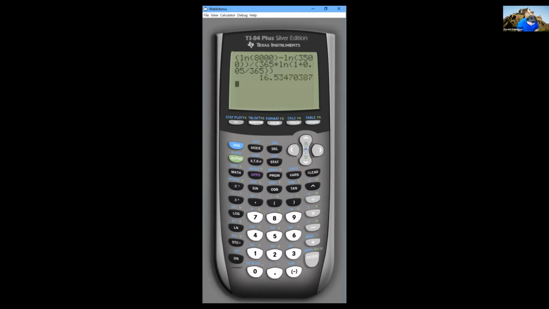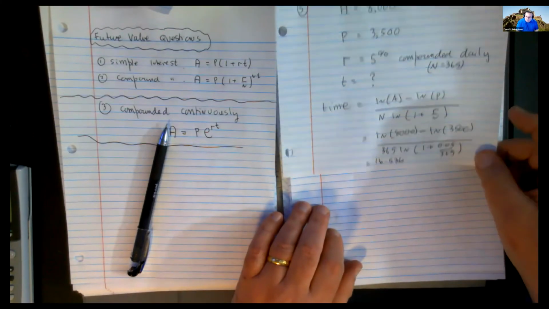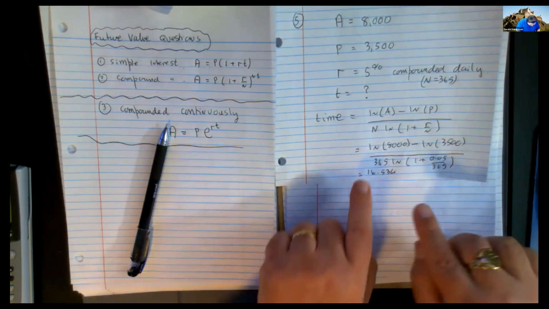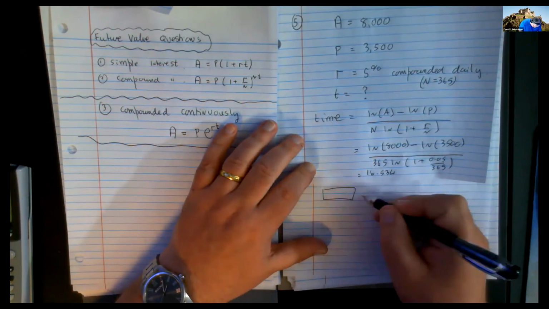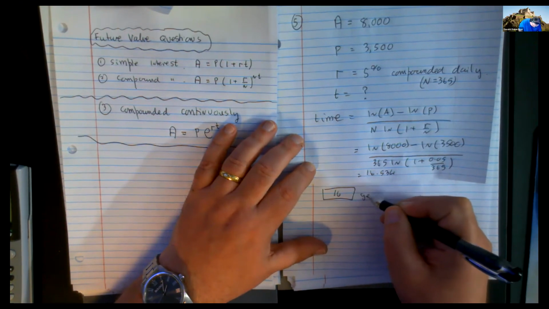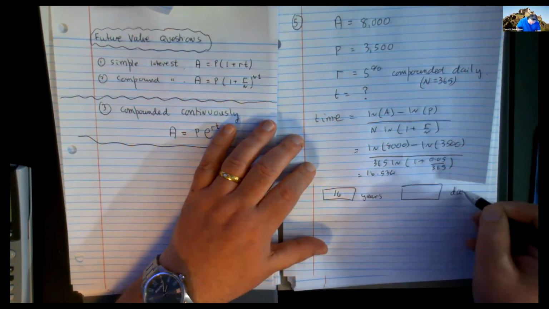And the answer is 16.534. That's how many years you would need to put that money and leave it in the bank to turn that 3,500 into 8,000. But they don't want it that way. You've seen this before. They want 16 years, and then they want so many days.